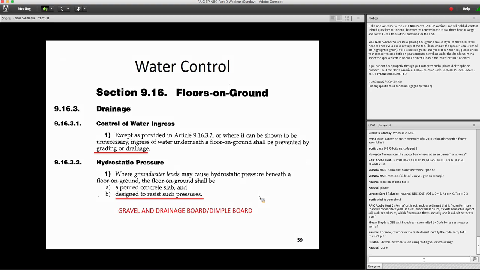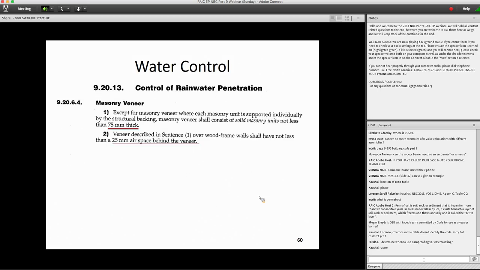Drainage, control of water ingress. Again, grading and drainage. It is talking about hydrostatic pressure, and this is something I already talked about, where groundwater level may cause hydrostatic pressure beneath the floor or ground. The floor and ground shall be a poured concrete slab designed to resist such pressures. So it is important. The way you can avoid potential damages is to add a gravel and drainage board on the walls, and have gravel underneath the slabs.